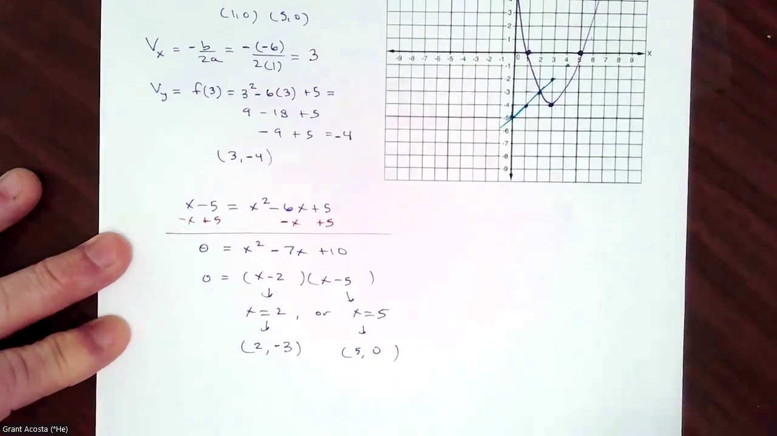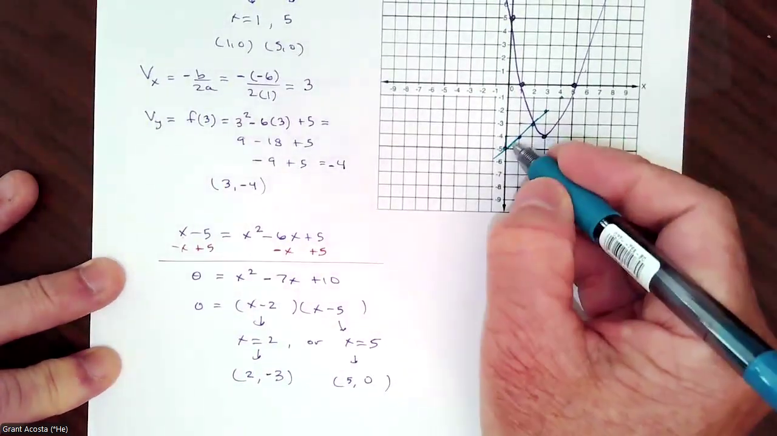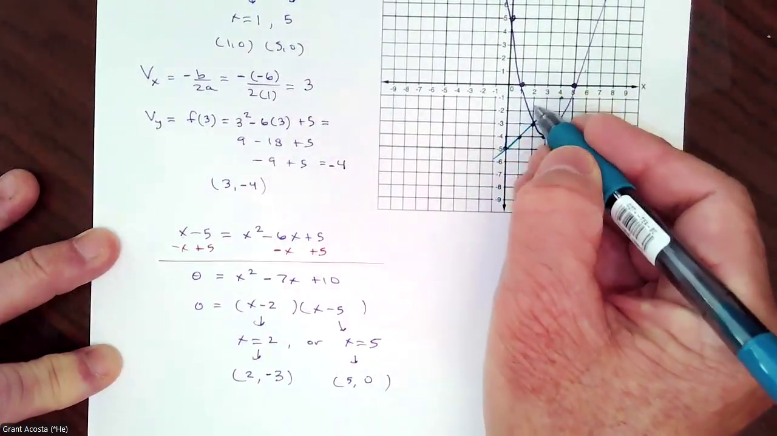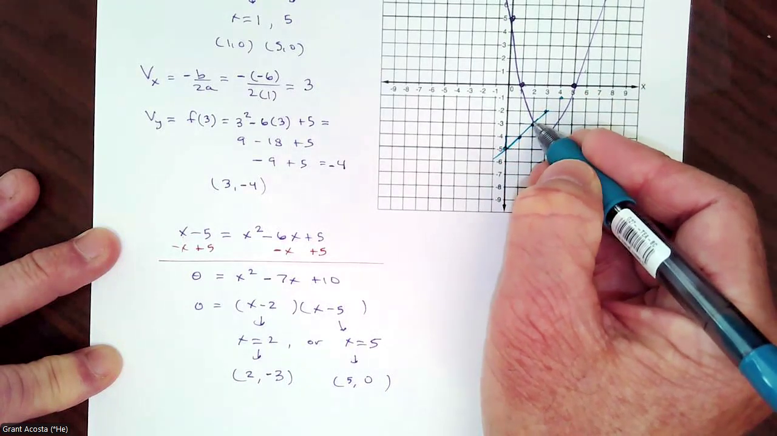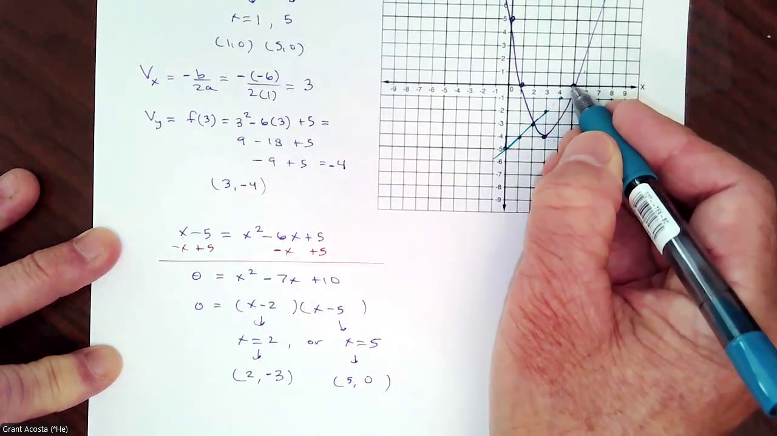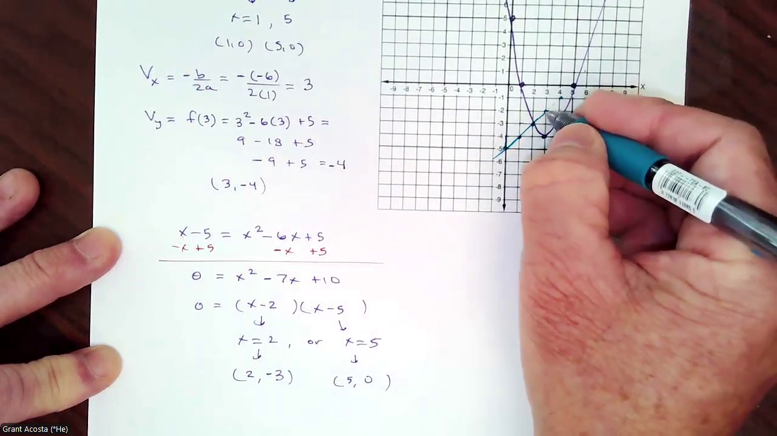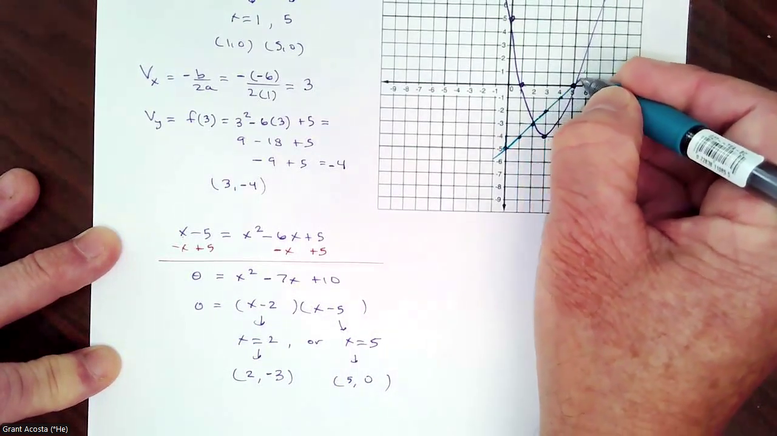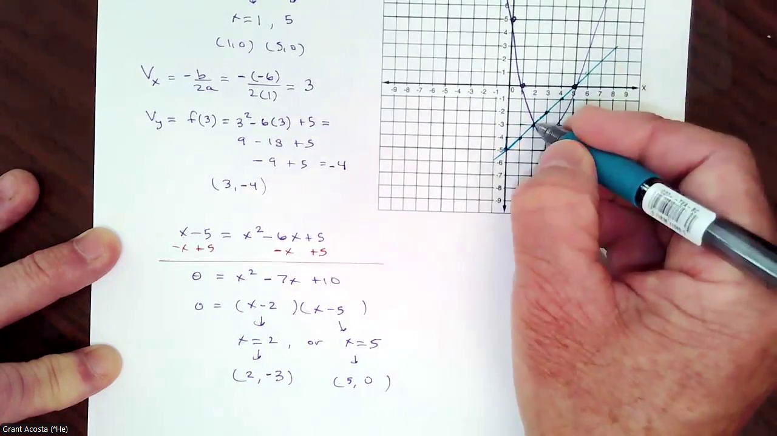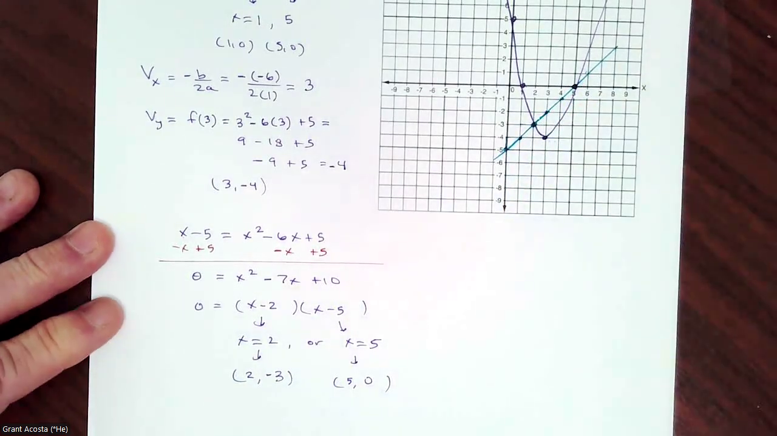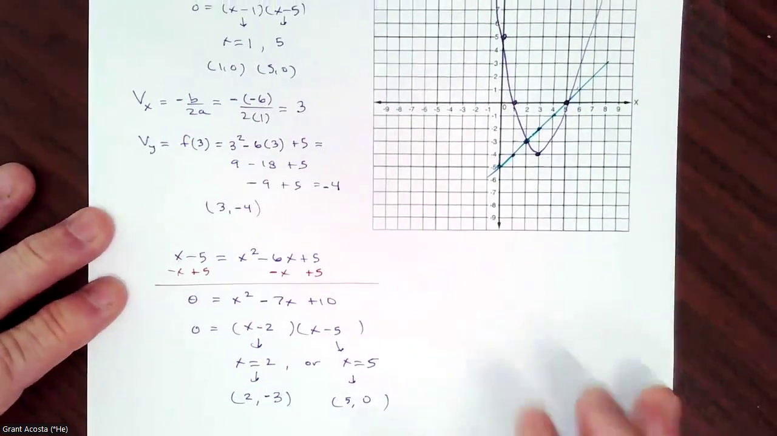So then let's go back to our graph here. That certainly looks like (2, -3), so that one looks accurate. And now I was starting to wonder about if this was really going to be (5, 0), and it does look like it. If you continue this, it's going to actually intersect the parabola right there. Just a preview of calculus.